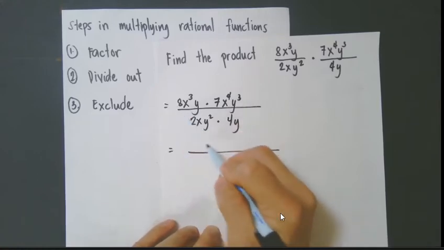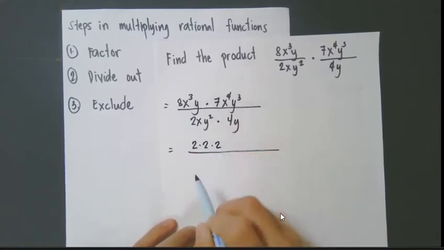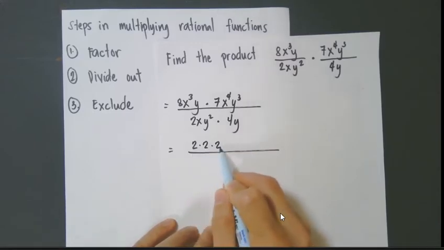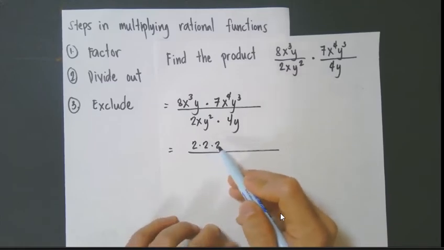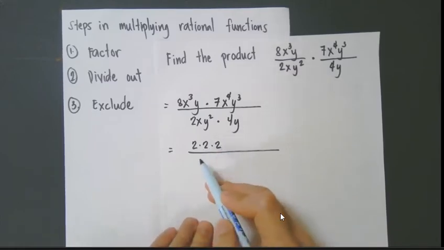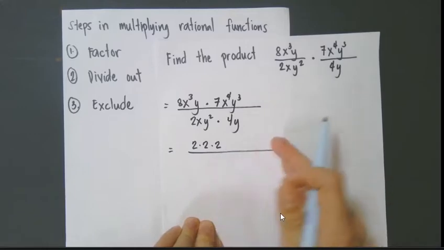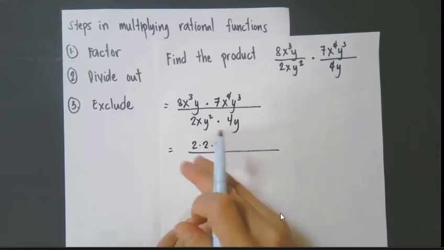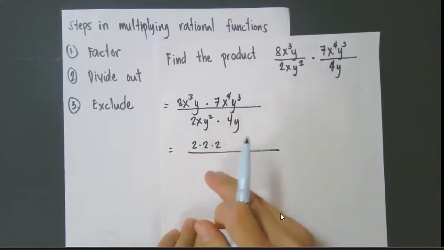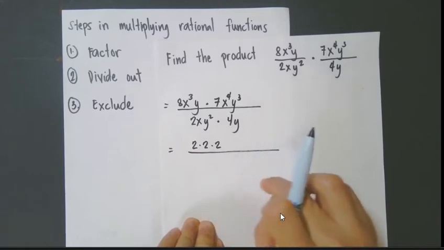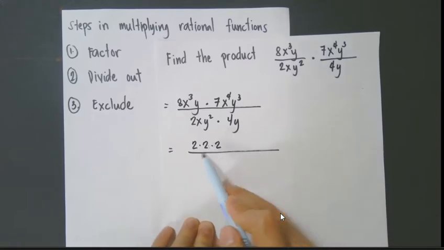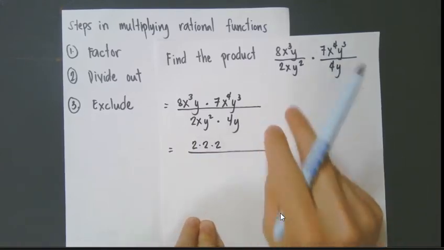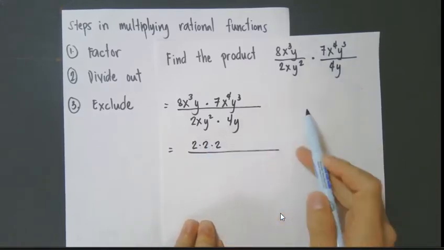The prime factorization of 8 is 2 times 2 times 2. 2 times 2 is 4, 4 times 2 is 8. Now, I did not write 4 here because 4 has another factor, meaning 4 is not a prime number. The factors of 4 are 1, 2, and 4. It's 1 times 4 and then 2 times 2. While 2 has only two factors, 1 and itself, 1 times 2.